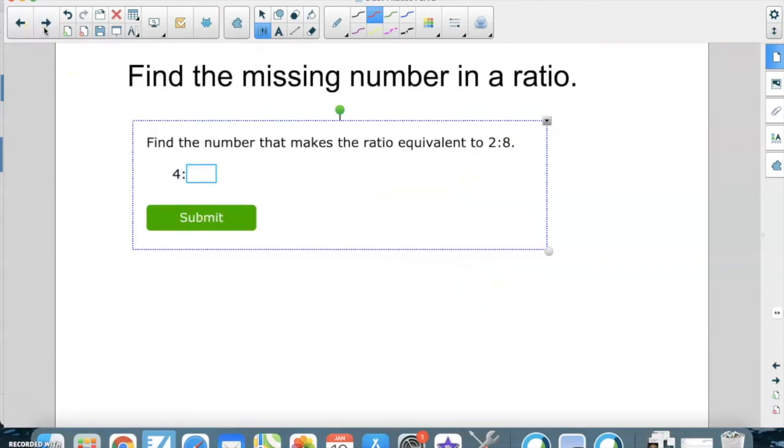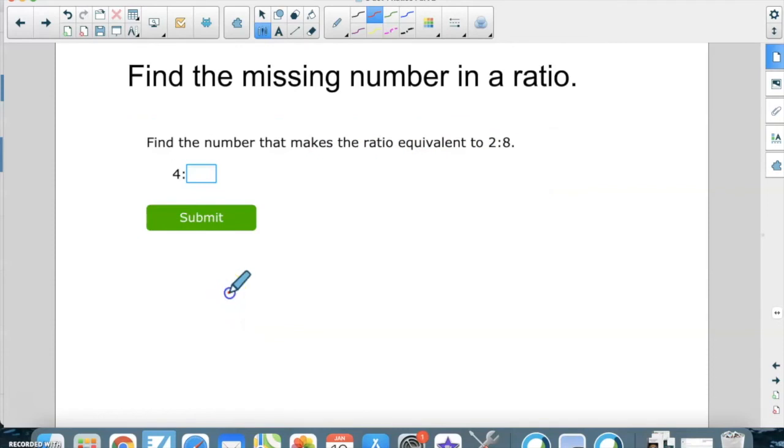Okay, so the next IXL is finding a missing number in a ratio. Find the number that makes the ratio equivalent to 2 over 8. All right, so let's take that first ratio, 2 to 8, and write it as a fraction. And then the first number here is going to be 4. And the second number here is what we have to find. So that is the question mark. We could call it an X. We could just leave it blank, whatever you want.